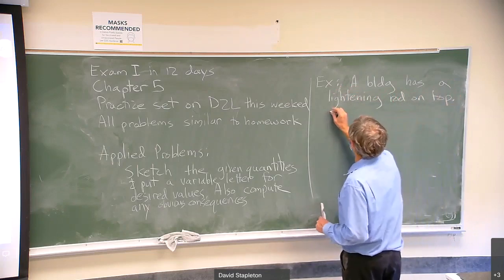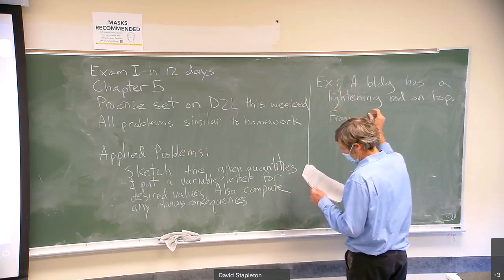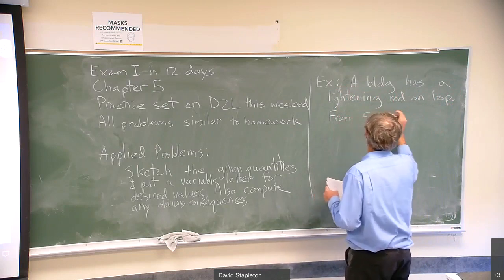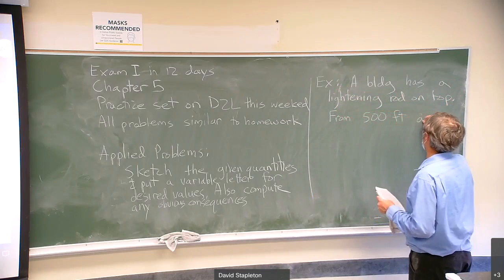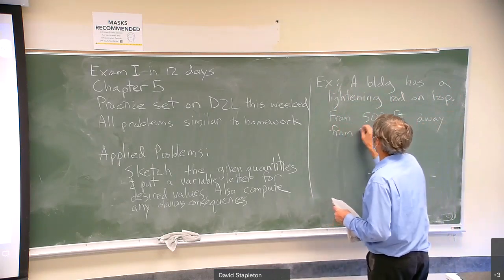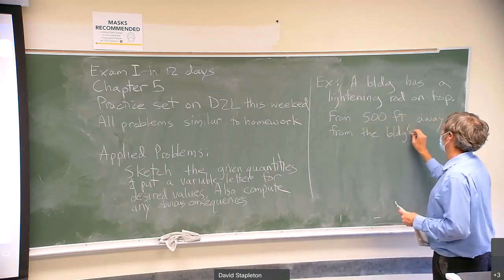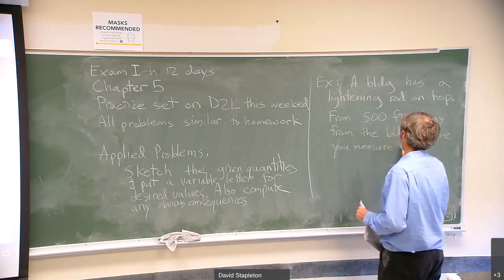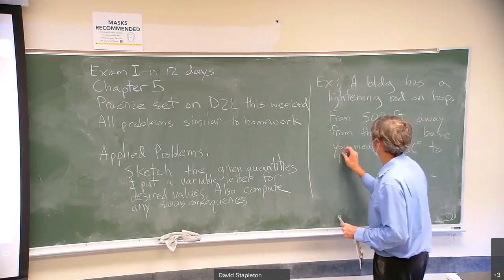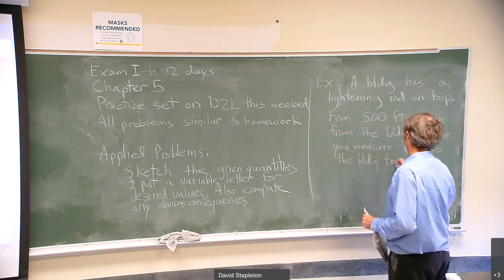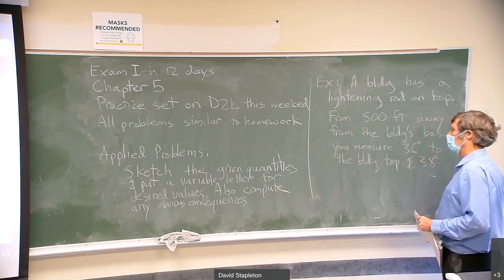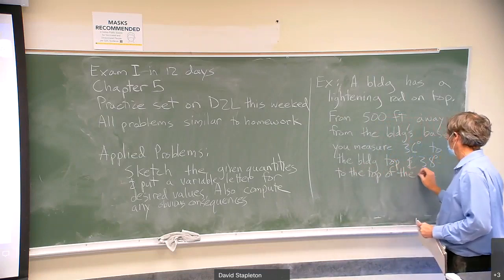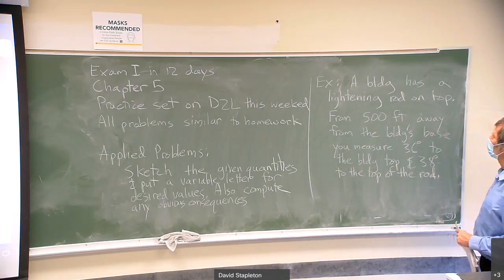And then we'll say, if you were to measure your position 500 feet away from the base of the building, you measure 36 degrees to the top of the building, and 38 degrees to the top of the lightning rod. How tall is the rod, right?